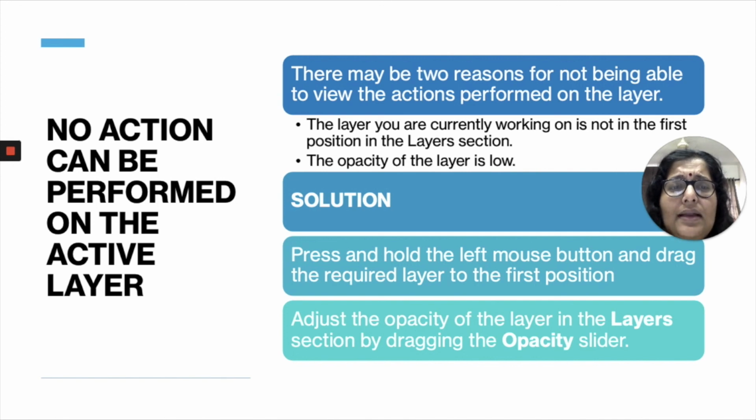The first reason is that the layer you are currently working on is not in the first position in the layers section. The currently working layer should be in the first position, that is, it should be given maximum priority as you are working on it. If it is not so, you will face this problem. Another reason is that the opacity of the layer is low. Opacity means lack of transparency; it will not provide any transparency between the layers. That is, you cannot see through the layers.